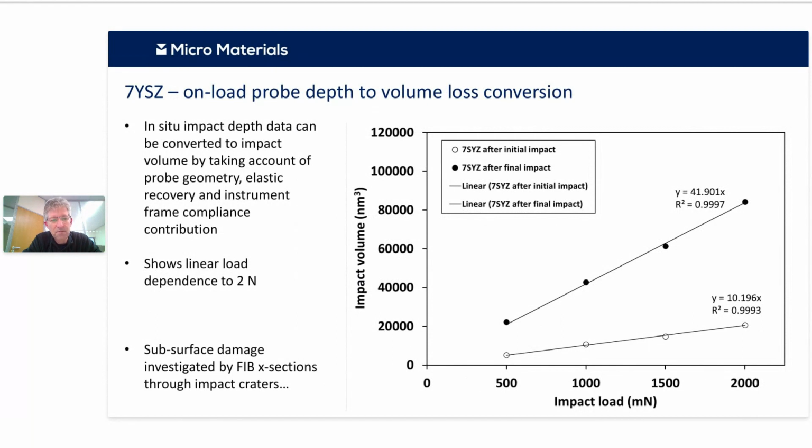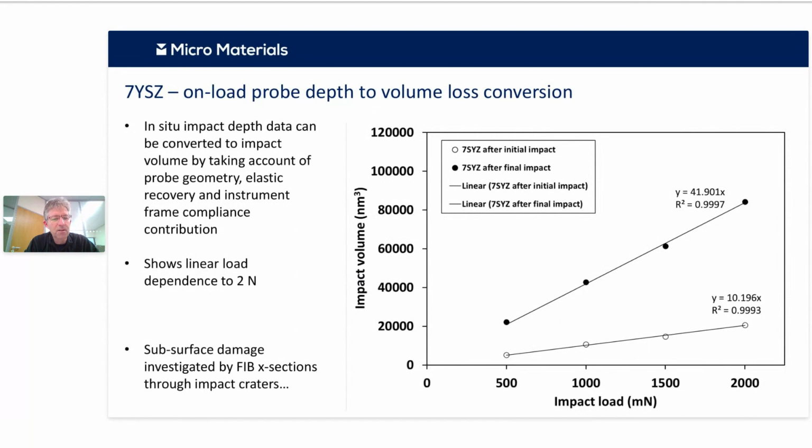So there's some examples there for yttria-stabilized zirconia. This is after a single impact and at the end of the test after the final. You can do this for every single impact within the test. And you can see those are very linear regimes, correlation coefficients very near 1. So that's quite a nice thing. We can do all that without needing even to particularly look at the craters.